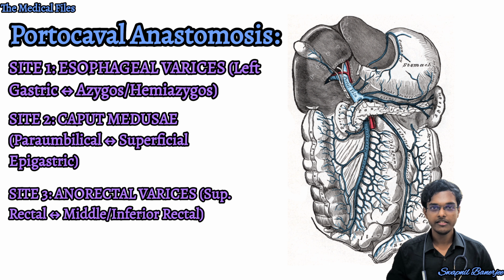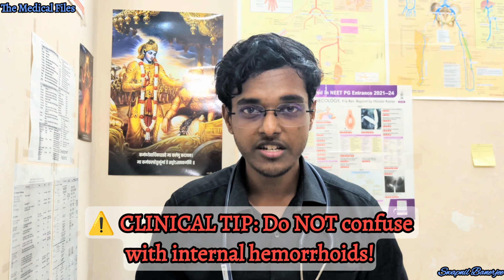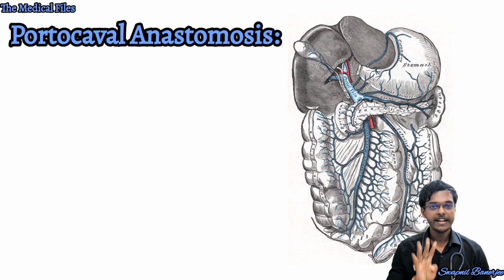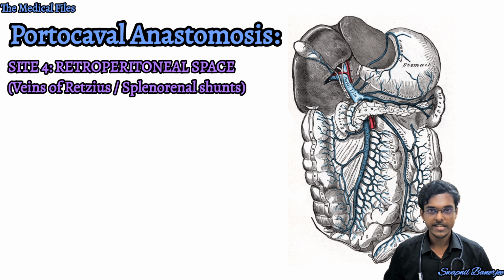Now site number 3, the anorectal junction. Here the portal part is derived from the superior rectal vein and the systemic part is derived from the middle and inferior rectal vein. One very important clinical tip here, never confuse these patients with the patients of internal hemorrhoids because they appear very similar. Now the site number 4, that is the retroperitoneal space. Here the portal part is derived from the colic vein, pancreatic vein or the splenic veins, and the systemic part is derived from the retroperitoneal lumbar or renal veins.